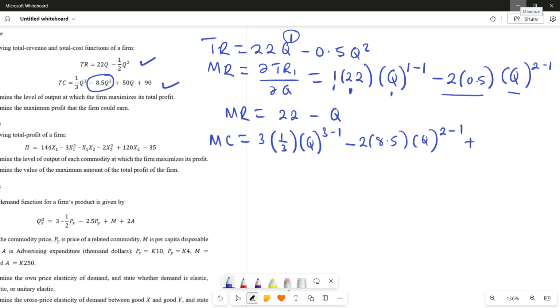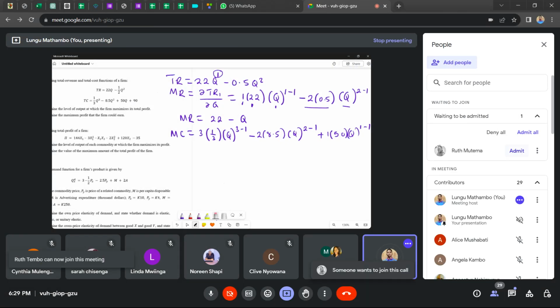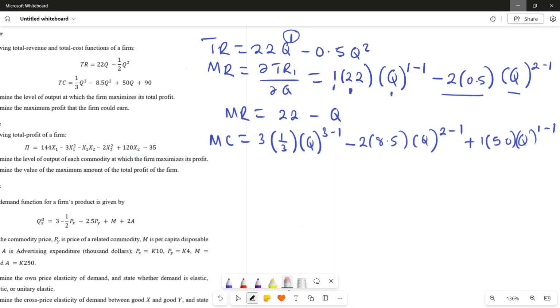We go to the other part, the 50q. There, the q is raised to the power 1, so it will be 1 times 50 times q. From the power of q, which is 1, we subtract 1. The last part is 90. 90 is a constant, and the derivative of a constant is 0. So in short, that 90 is not going to affect our analysis. Differentiating the 90, we're just going to get a 0, so don't even add it like plus 0. It's as good as nothing.